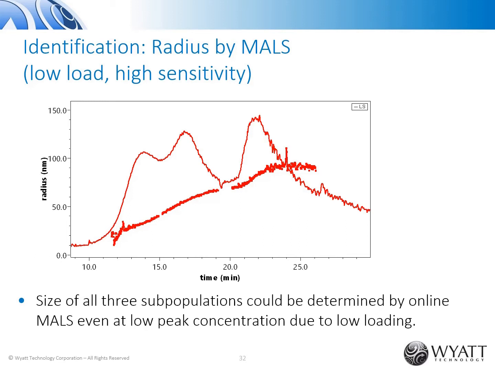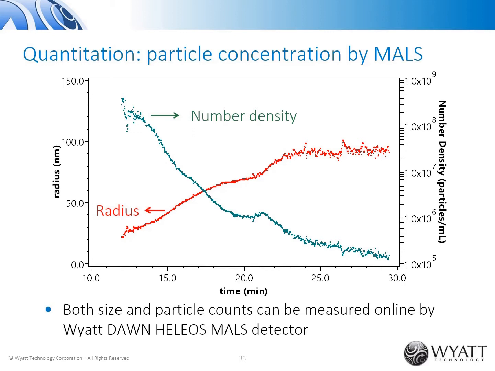But we can extract more than just size by MALS. Here we calculate the number of particles or the number density from MALS for each slice of the eluting peak. If you look at the dynamic range, both in numbers calculated, spanning 4 orders of magnitude, and the size ranging from 30 to 100 nanometer in radius, this demonstrates the capabilities of MALS for the counting task.